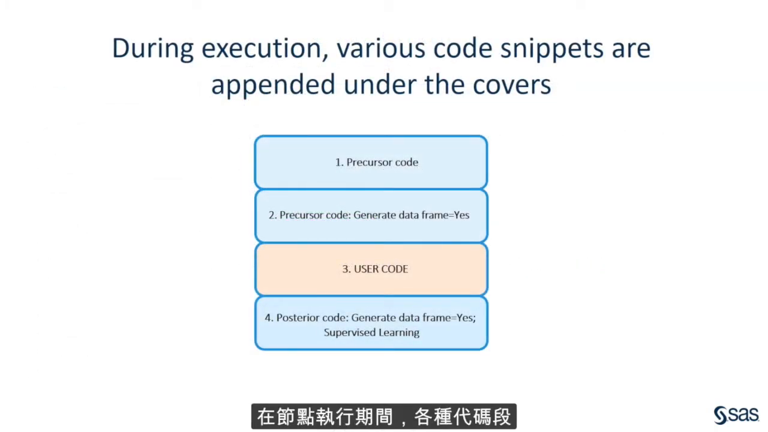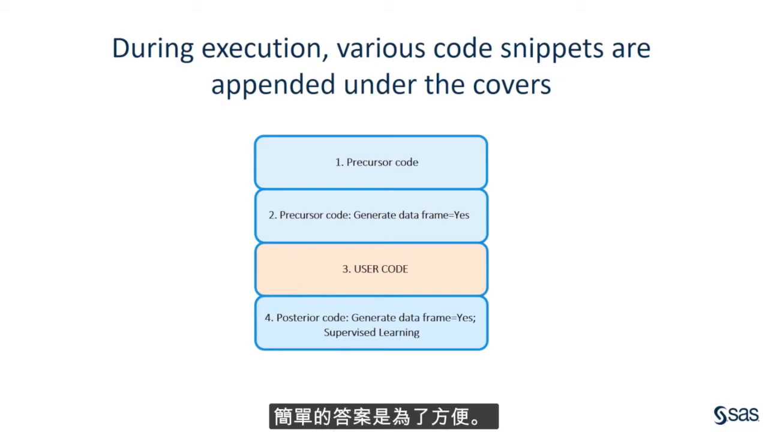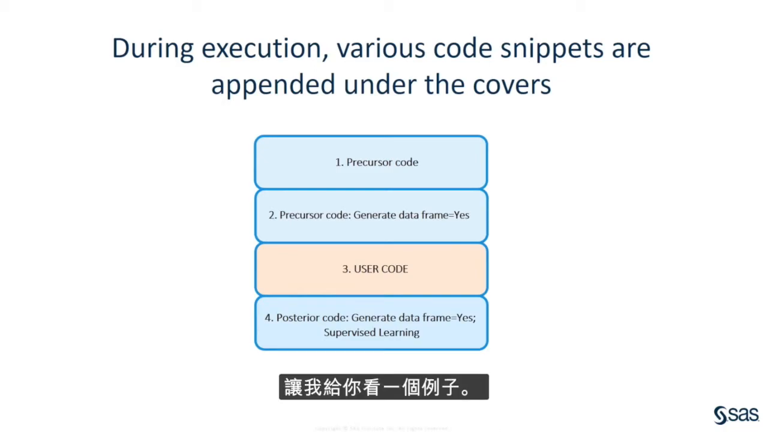During node execution, various code snippets are generated and put together before and after the user code as shown in this slide. What snippets get added somewhat depends on the node properties. So why are these code snippets needed? The simple answer is for convenience. Let me show you an example.